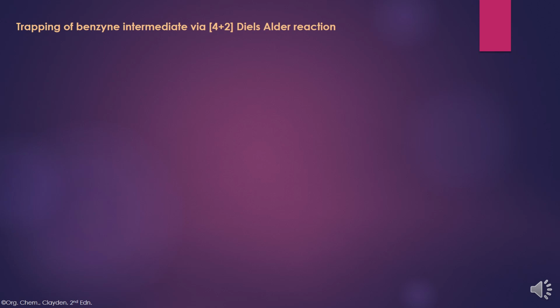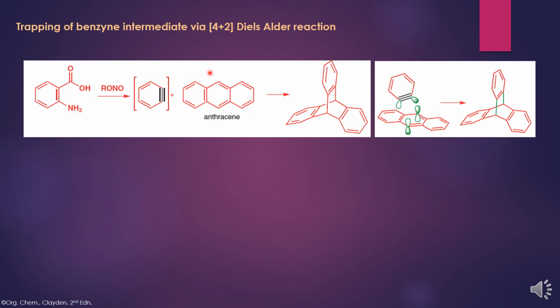The other application of the Diels-Alder reaction comes with the trapping of benzyne intermediate via 4+2 Diels-Alder reaction. Here we can see the benzyne intermediate, which is formed from the common reaction of anthranilic acid with alkyl nitrite. We get benzyne. We know that benzyne is a reactive intermediate. It is very unstable. It is very reactive. So to trap this benzyne intermediate, we have used anthracene via Diels-Alder reaction.